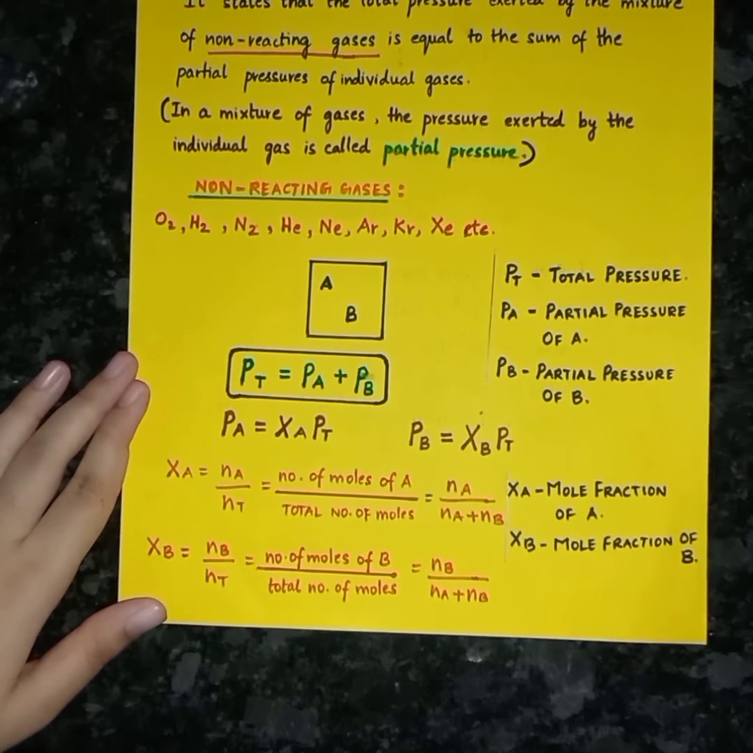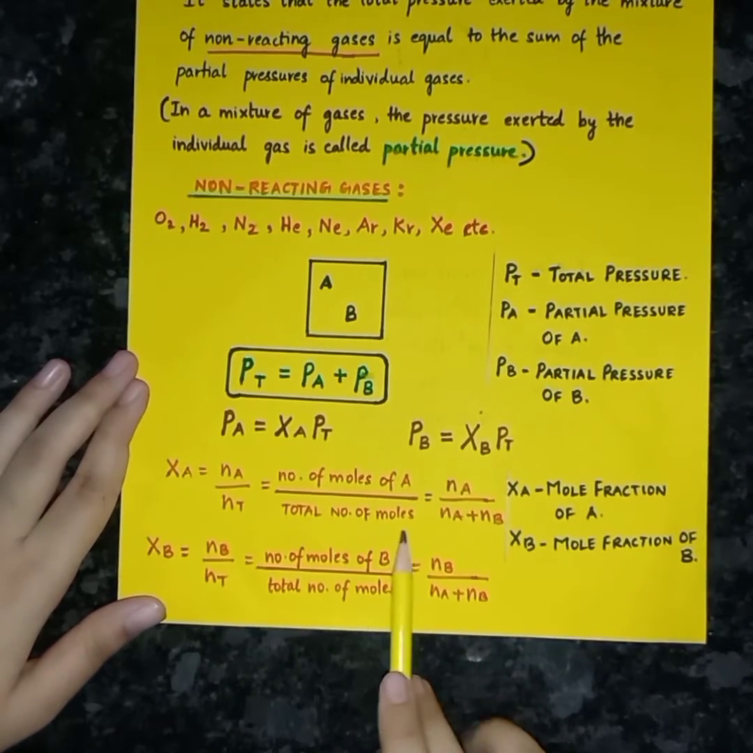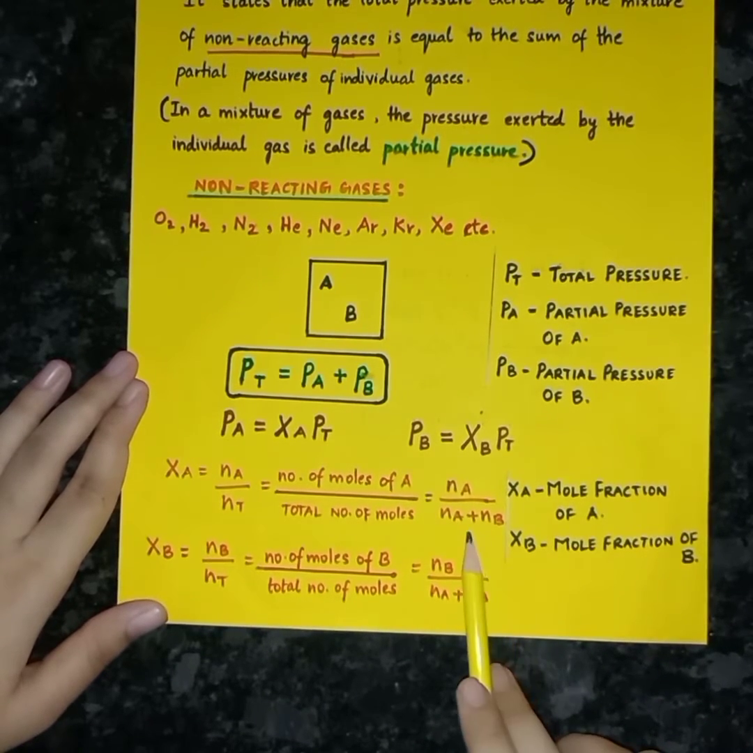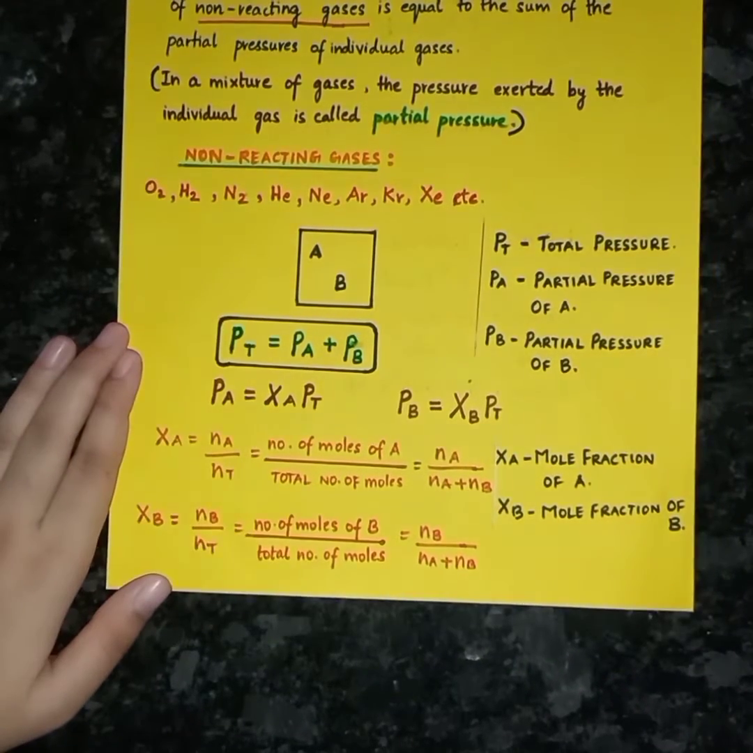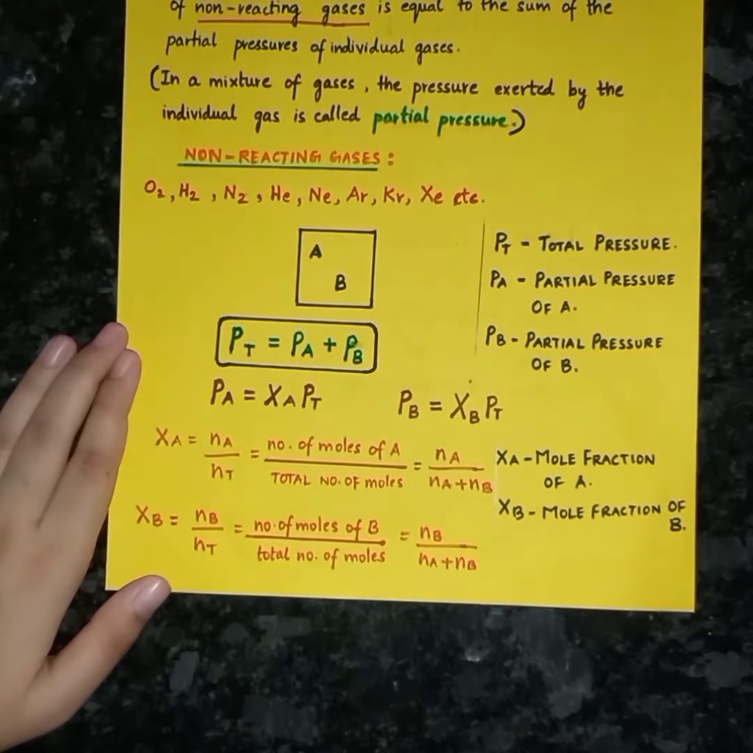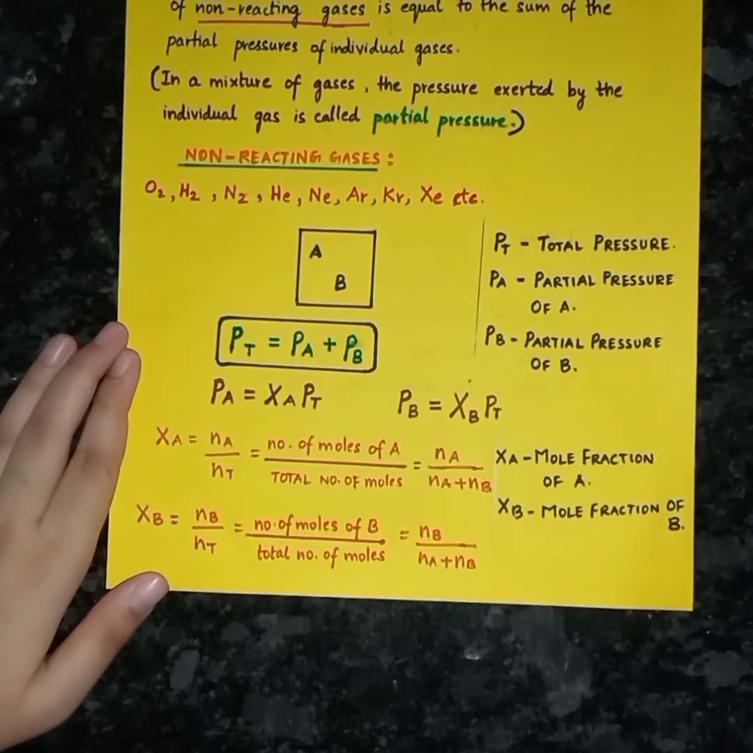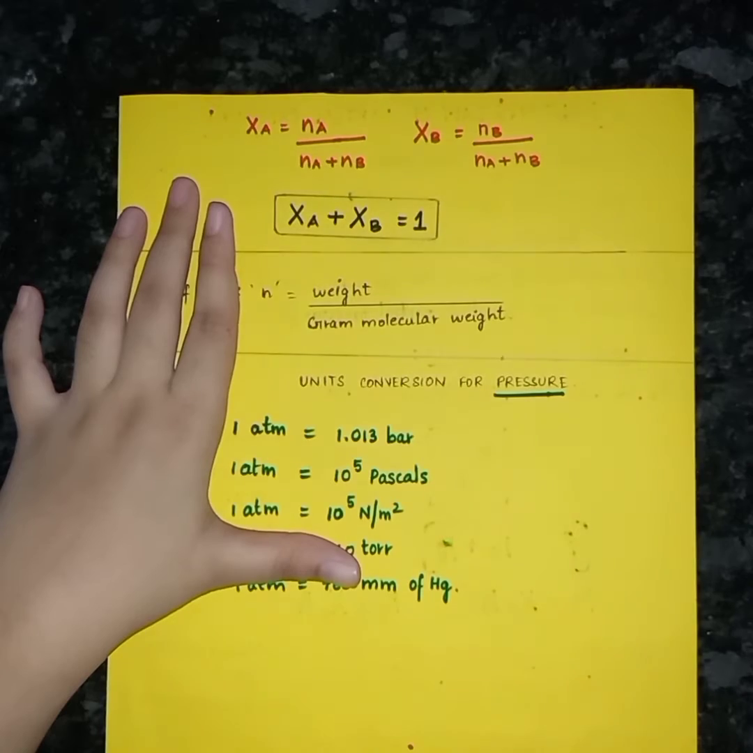Mole fraction of A is equal to number of moles of A by total number of moles, which is equal to number of moles of A divided by number of moles of A plus number of moles of B. Mole fraction of B is equal to number of moles of B divided by total number of moles, which is equal to number of moles of B divided by number of moles of A plus number of moles of B. Mole fraction of A plus mole fraction of B is equal to 1.